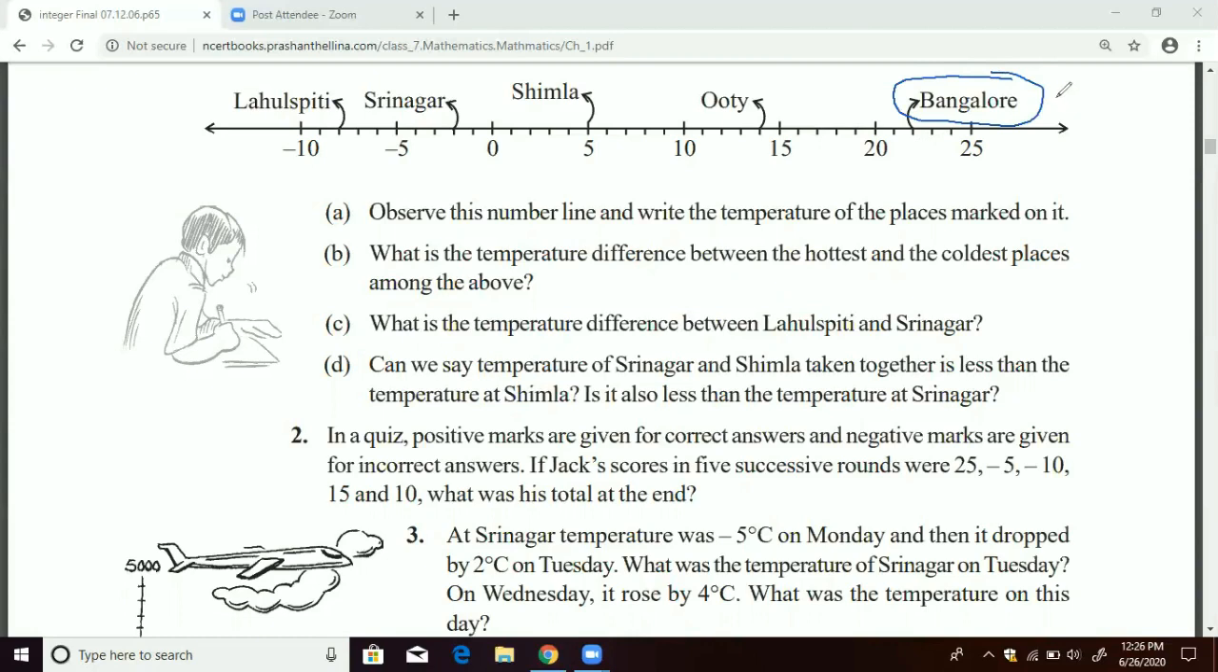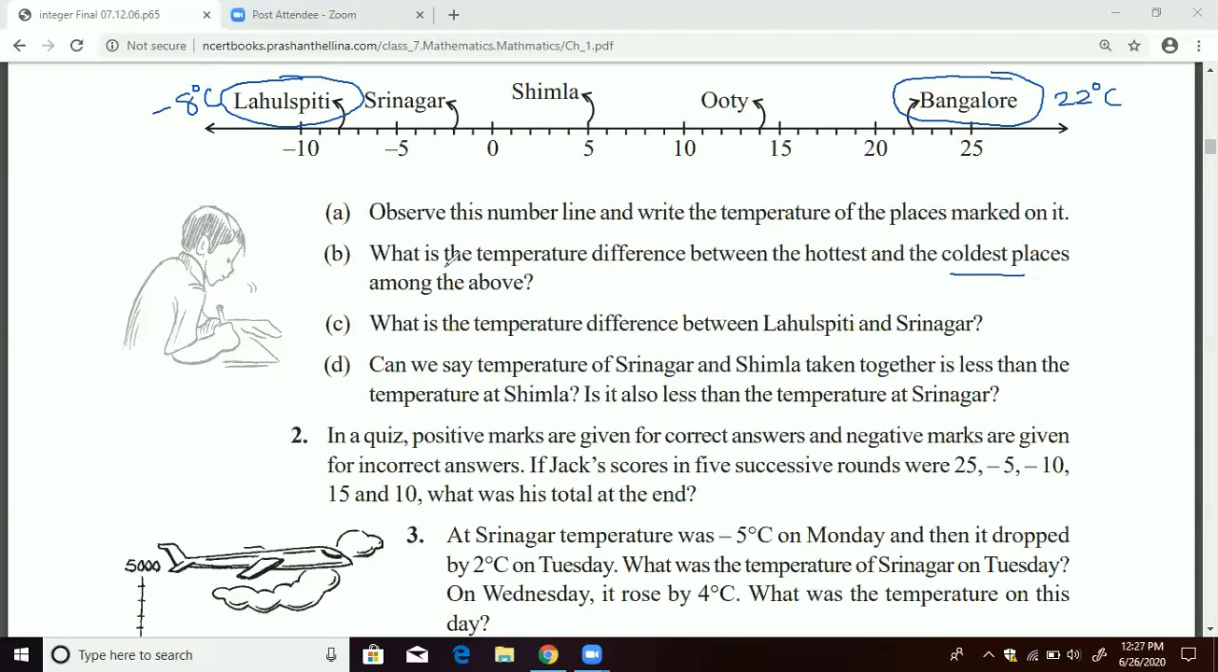So here the hottest place has a temperature of 22 degrees Celsius, and the coldest place is towards the left side of the number line, where values are decreasing. The least value is given with Lahul Spiti, and their temperature is -8. So Lahul Spiti is the coldest place, with a temperature of -8 degrees Celsius. Here it is positive 22 degrees Celsius.